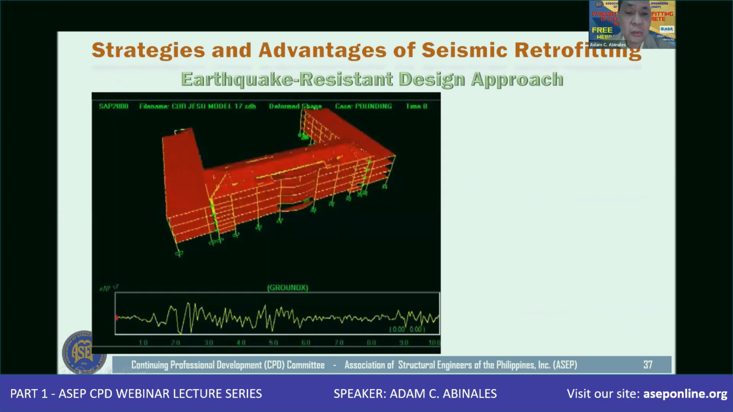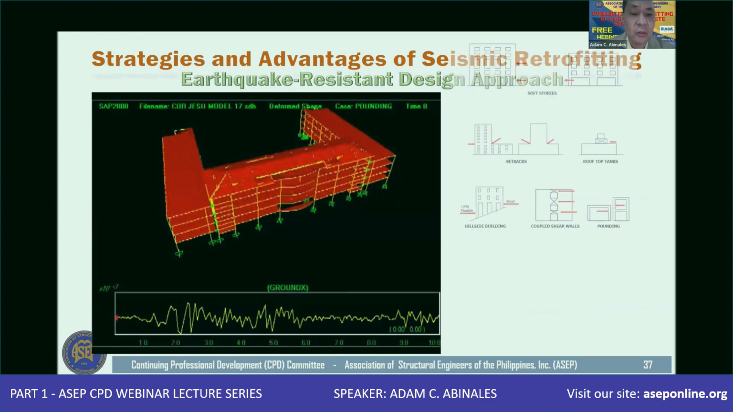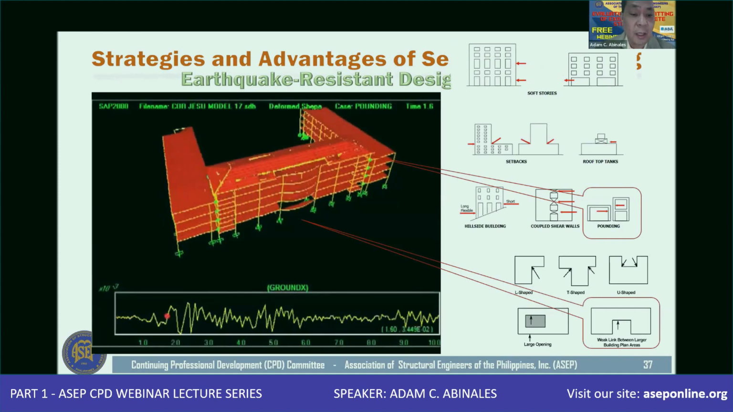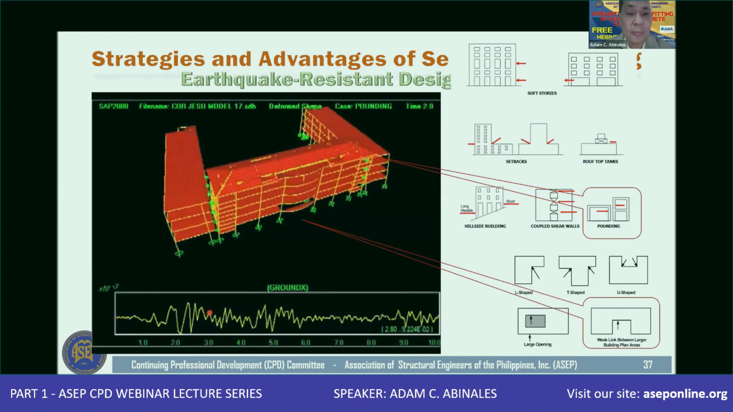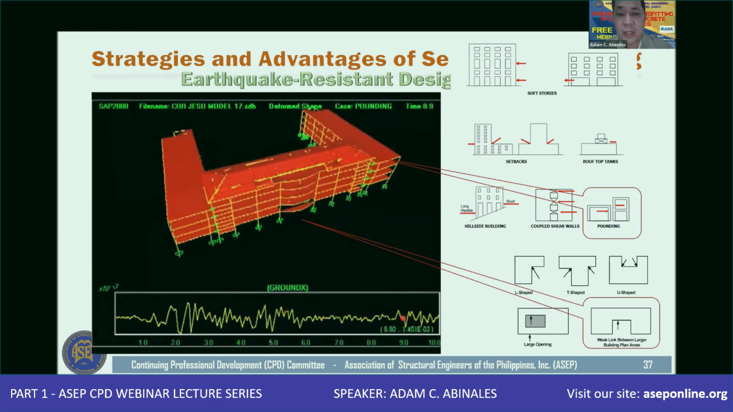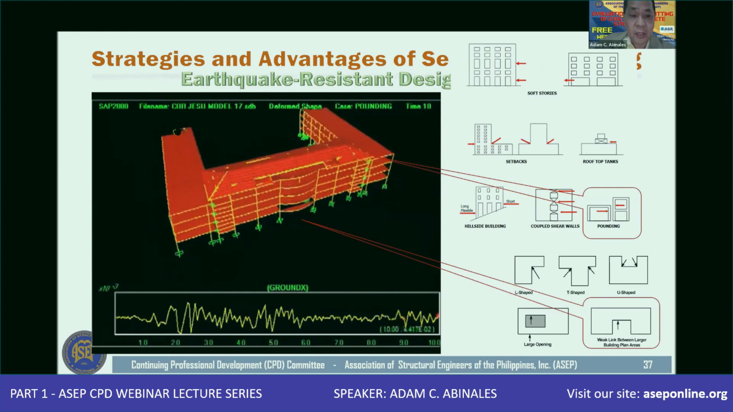Now, let me just show you this video. Actually, this is a case showing you one of the irregularities that needs to be well looked into. You have a case of pounding because you have a U-shaped building, and of course this is very common in public school buildings here in the Philippines using a U-plan. And then if you have this case, it's better that you have a seismic gap at this joint.